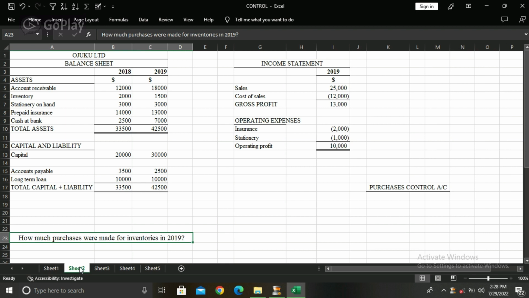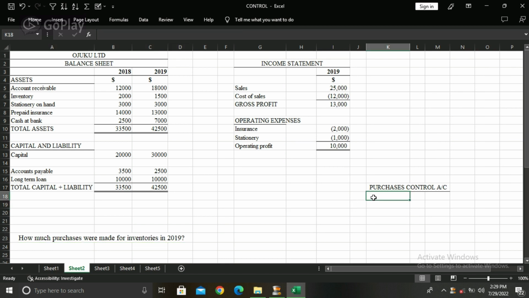On sheet 2, there's a question here also: how much inventory purchases were made, or how much purchases were made for inventories in 2019? So straightforward, we move to purchases control account or inventory purchases account. So in our balance sheet, we have inventory, opening balance for inventory here, that's for 2018. Then we have inventory for 2019. Then during the year, purchases might have been made, but we don't know how much was purchased. So here is how to go about this particular one as well.